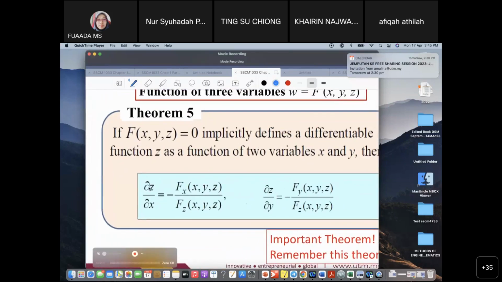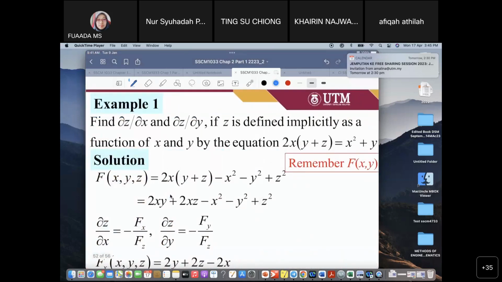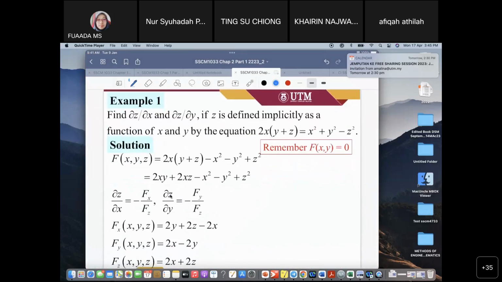Sama juga. Cuma you instead tadi d sebab asalnya y is the function of x. Now, you have z is the function of xy. So, you punya formula akan jadi del. So, cari del z over del x. So, gunakan formula. Masih semestinya ada negatif. And then, x sekarang dekat atas. And z sekarang di bawah. Okay. So, kita tengok contoh. Okay, just read the instruction, just ignore the solution, buat sendiri. Please work on it by yourself.